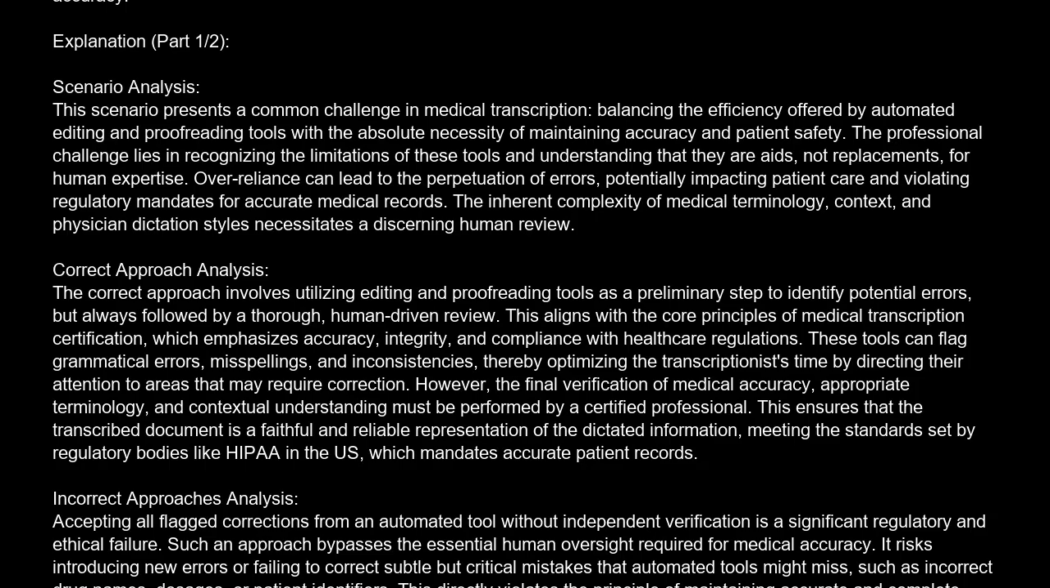The correct answer is A. Implement automated suggestions directly into the report without further human review, as the software is designed for accuracy.